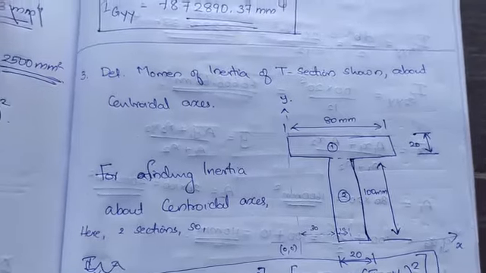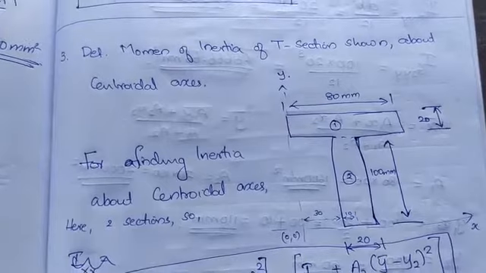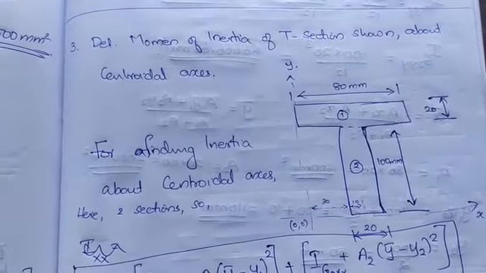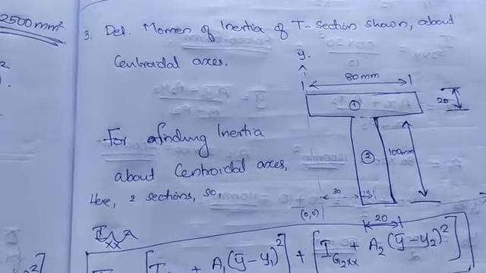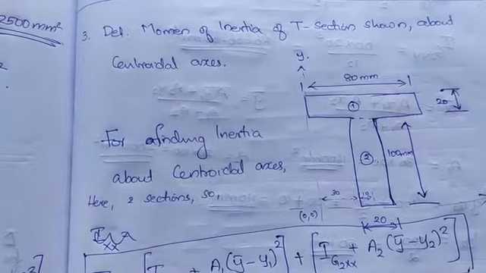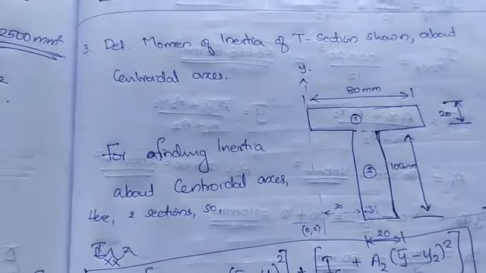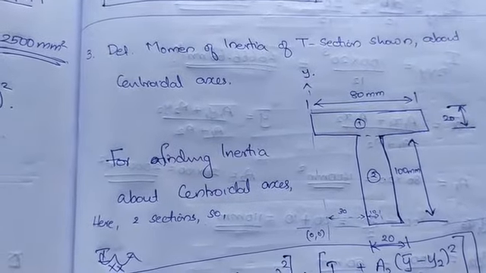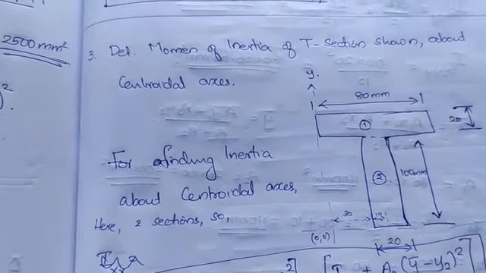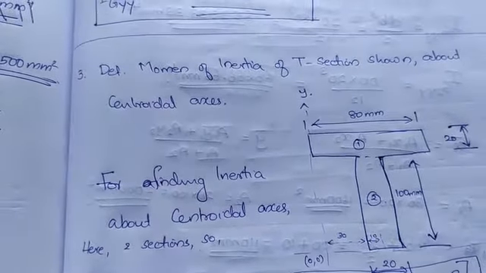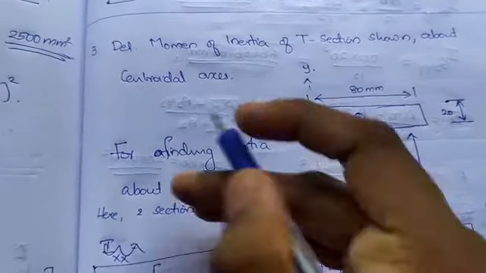So good morning all. In the last class we were discussing moment of inertia of composite sections. We did an angle section in the last class. Today we'll go for a T section. It's the same procedure, the same principle, everything is the same. Just follow these steps. So, determine the moment of inertia of the T section shown about the centroidal axis.